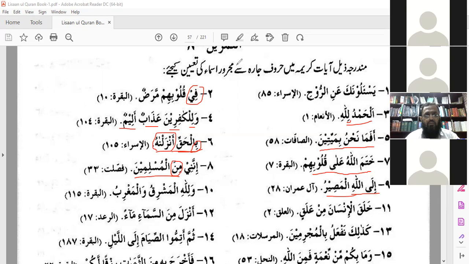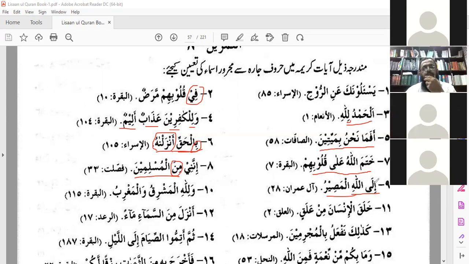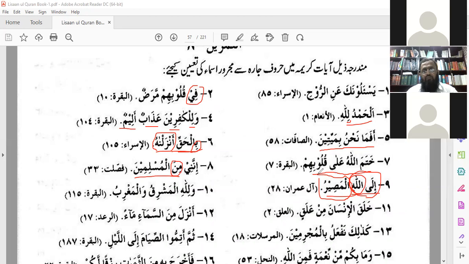Okay, Ila is harf jar. Good. Ilallahi: lafz Allah is majroor, and it's shibh jumla, khabar muqaddam. Okay, and al-Masiru? Ilallahi is khabar muqaddam, meaning it's coming before the mubtada. Yes, before the mubtada. Okay, al-Masiru. I need to practice it well.